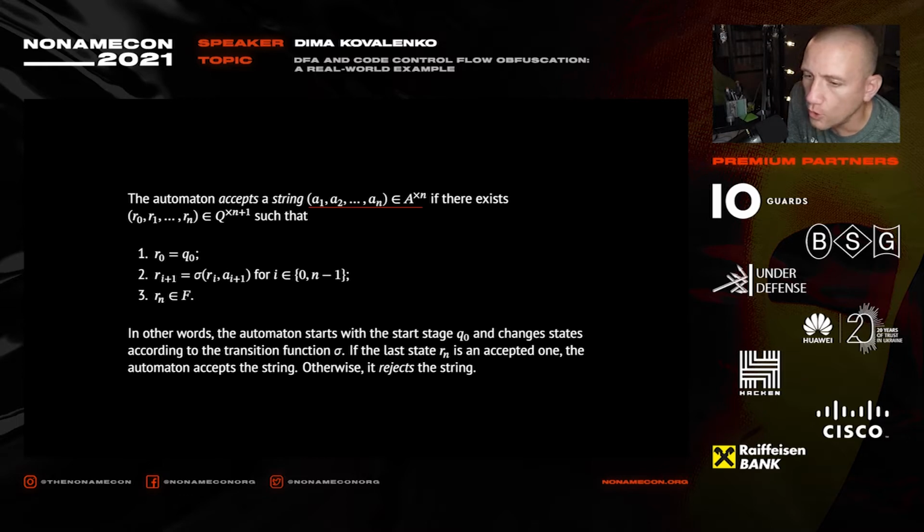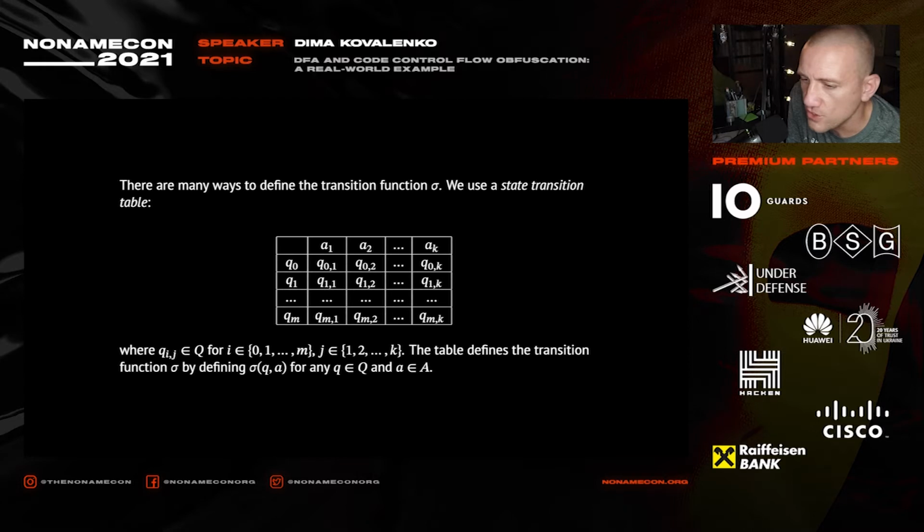Further, an ordered set of input symbols is called a string. The DFA starts with the start state Q0. It takes input symbols from a string one by one and changes states according to the transition function. If the last step is an accepted one, we say that the DFA accepts the string. Otherwise, it rejects the string. There are many ways to define the transition function sigma. Probably the simplest one is a state table. The table contains a resulting state for any state and input symbol pair.